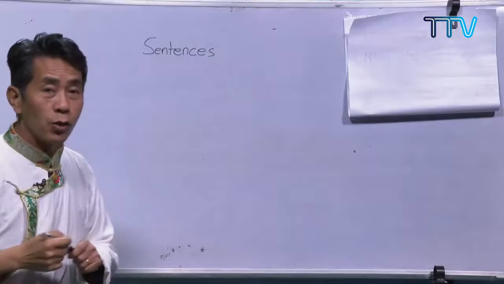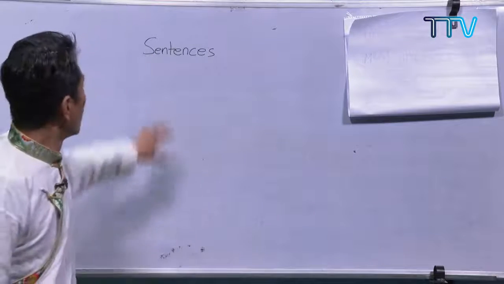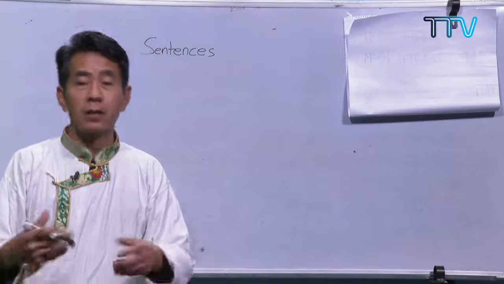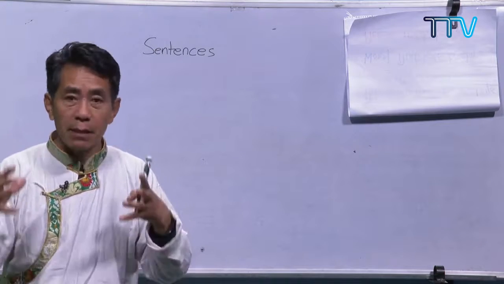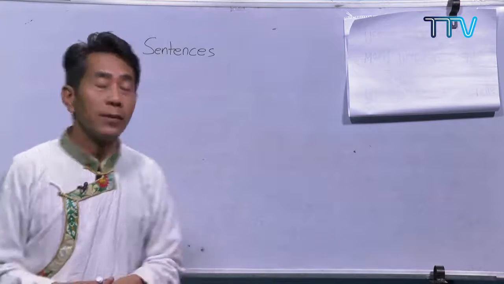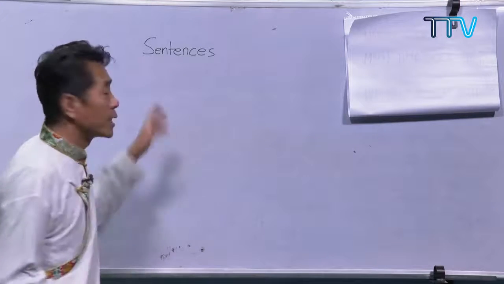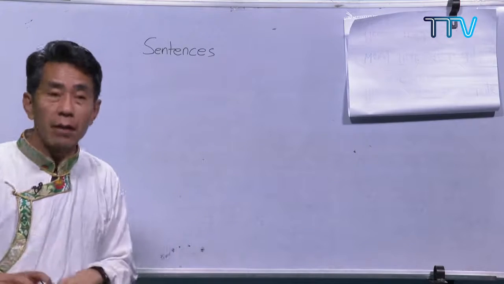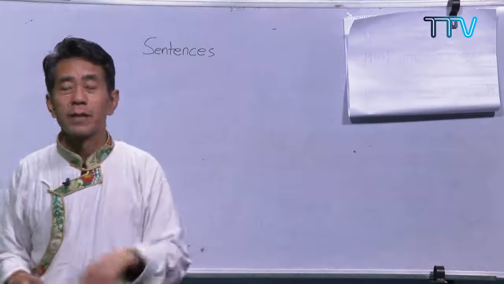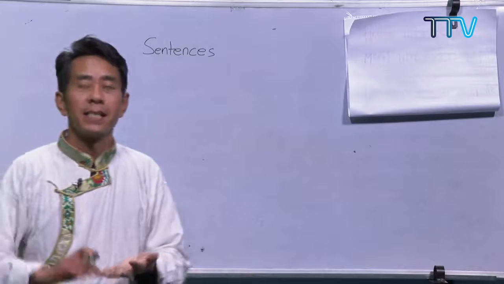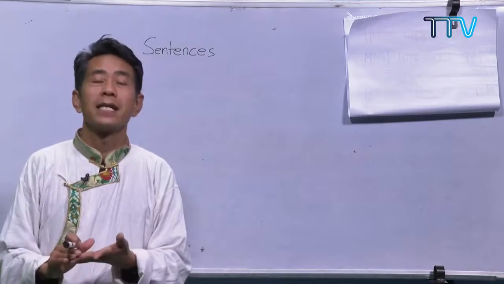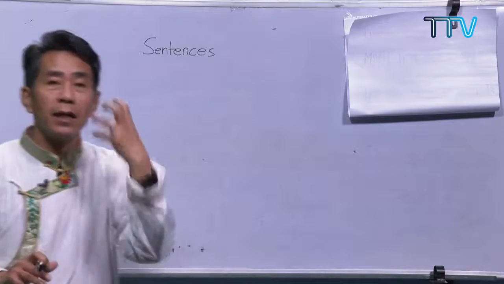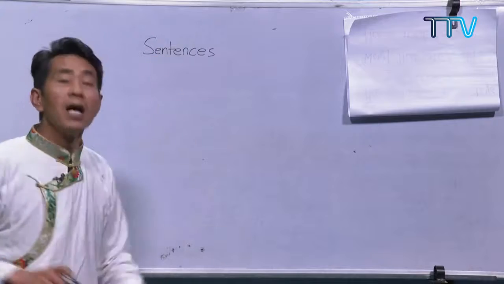So, what is a sentence? A sentence is a group of words which makes complete sense. According to the structure, sentences can be of different types. For example, there are 4 types of sentences: simple sentence, compound sentence, complex sentence, and compound-complex sentence. These are the types of sentences based on structure.